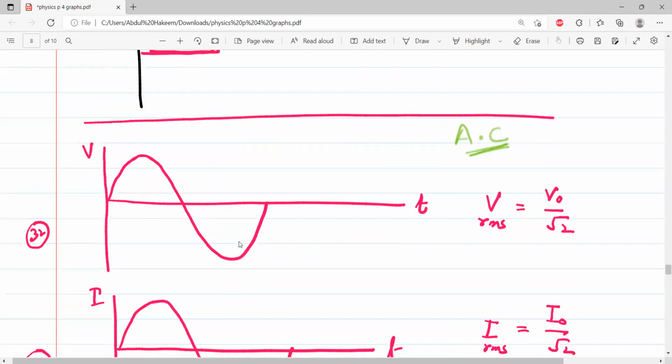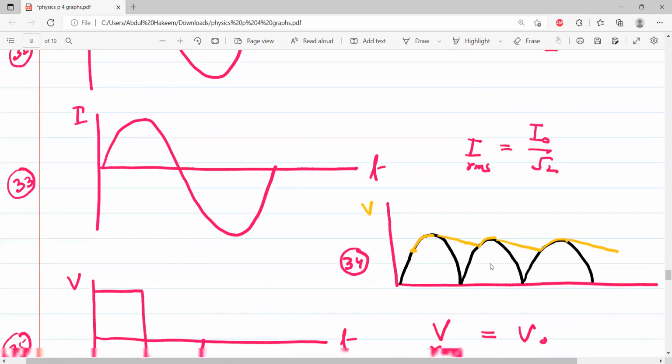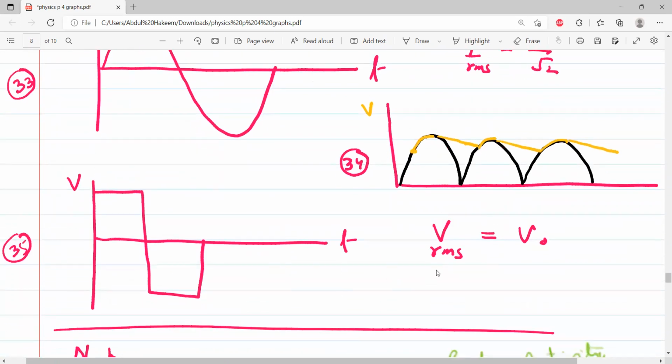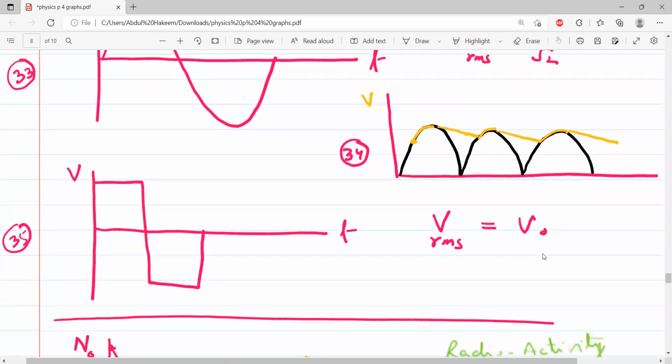Then this is the voltage time, current time, but the RMS value will be V0 over root 2, and I0 over root 2 for the IRMS. But if the voltage is a square wave, then VRMS is exactly equal to V0. So these formulas are only for the sine wave. And here is the smoothing of the ripples of the voltage after rectification.